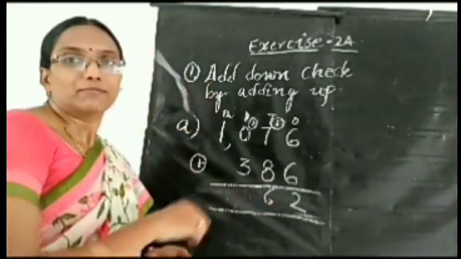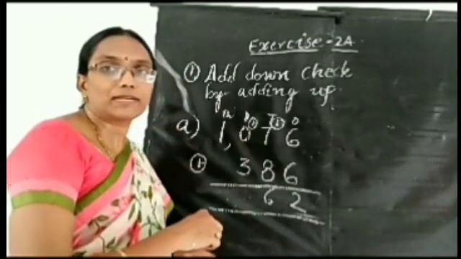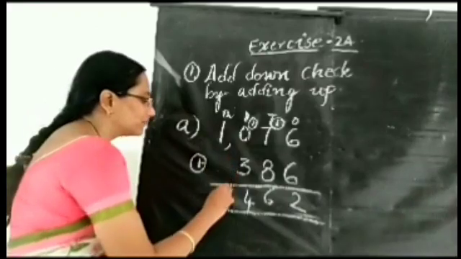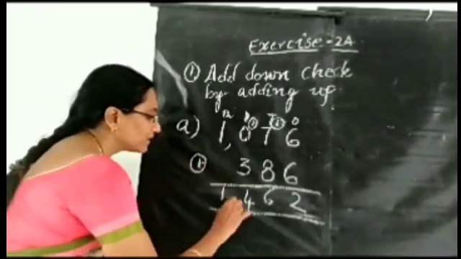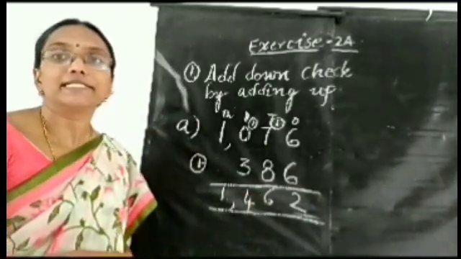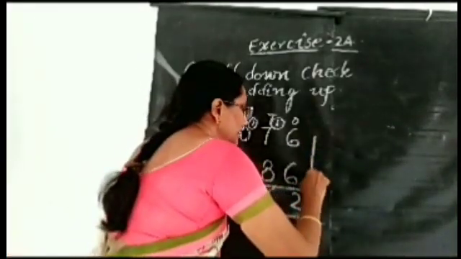Now the hundreds place here. We have to find the sum. 1 plus 0 is 1. 1 plus 3 is 4. Here only 1, no other number. 1 plus nothing, nothing means 0. 1 plus 0 is always 1. What is the sum? Here the sum is 1462. This is adding down.